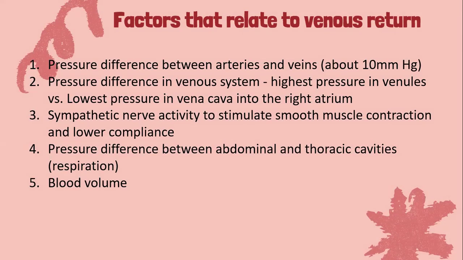So what are the factors related to venous return? The pressure difference between arteries and veins is usually about 10 millimeters of mercury, and the pressure differences in the venous system. Also the sympathetic nerve activity, the pressure difference between the abdominal and thoracic cavity, and the blood volume. These are all factors related to venous return.